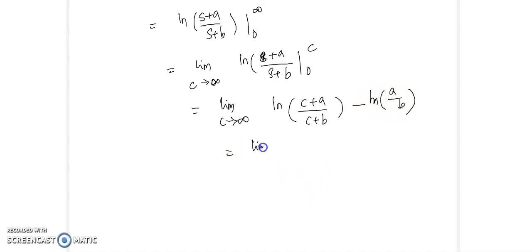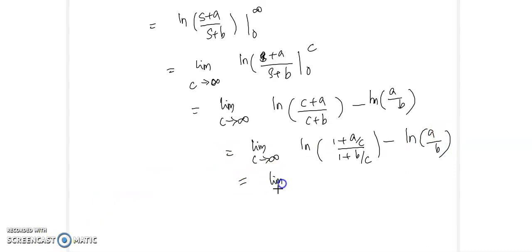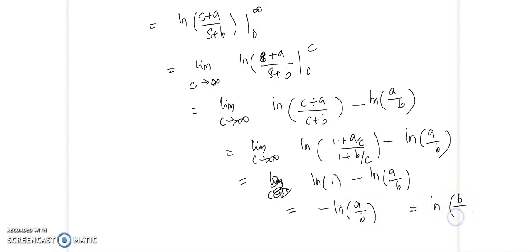So that will be equal to limit c tends to infinity of ln of (1 plus a by c) by (1 plus b by c) minus ln of a by b. When you take the limit c tends to infinity, you will get ln of 1 minus ln of a by b. So that is minus of ln of a by b, which is equal to ln of b by a. So that is the required value.